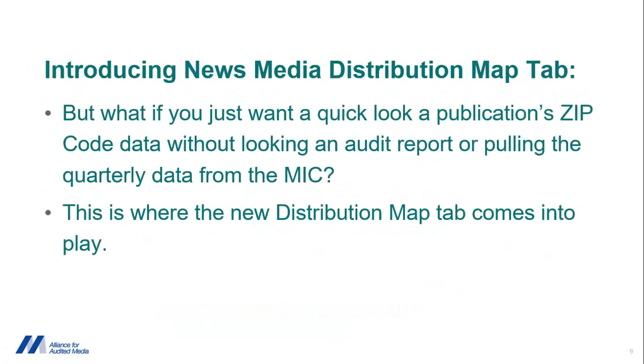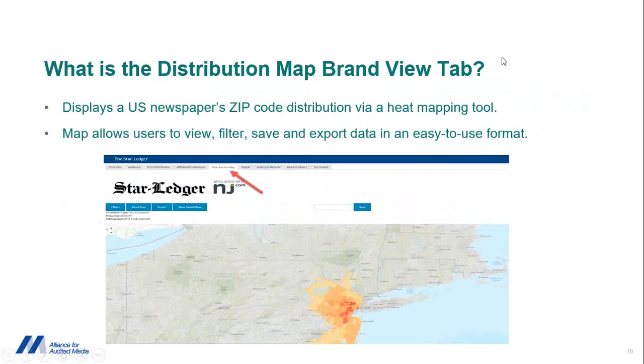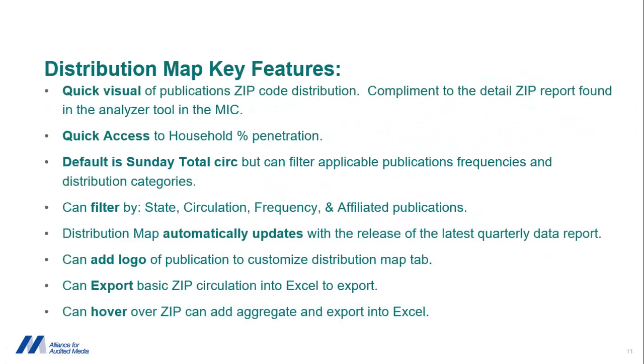But one of the things when you're looking at zip code information, what if you just don't have the time to go into the Media Intelligence Center to pull that audit report, to pull that information from the newspaper analyzer? Well, that's where this new distribution map tab comes into play. What this new distribution tab is, it's a heat map of the zip code information for our clients. It gives a quick visual of the zip codes and their distribution areas, and allows users to filter, save, and export this data into an easy-to-use format.